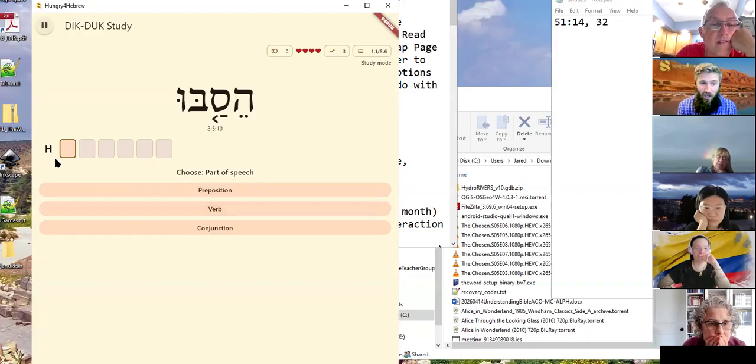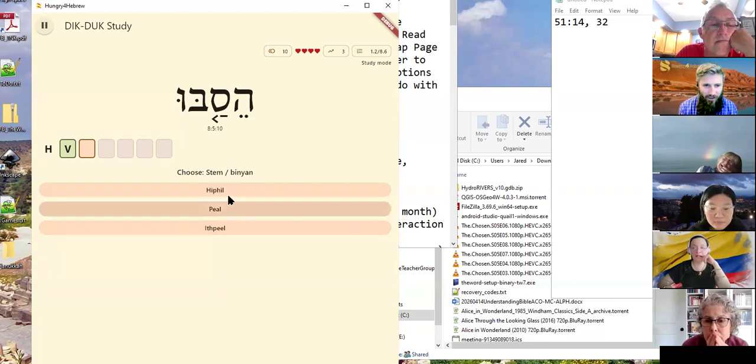Yes, it's a verb. The H tells us that it's Hebrew. Verb. What binyan? Pual? With the hey on the front, though? With the hey on the front, I would have thought it would be hifil. Oh, it's a hifil.